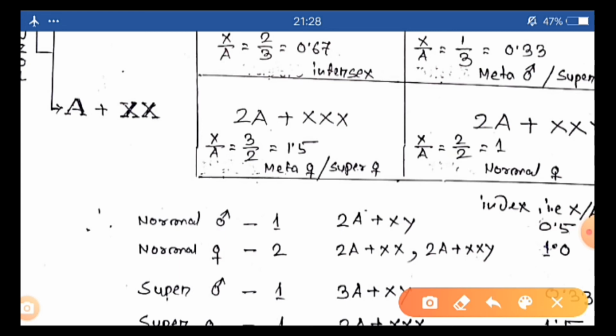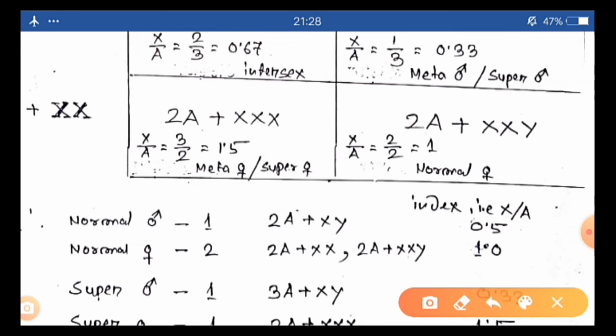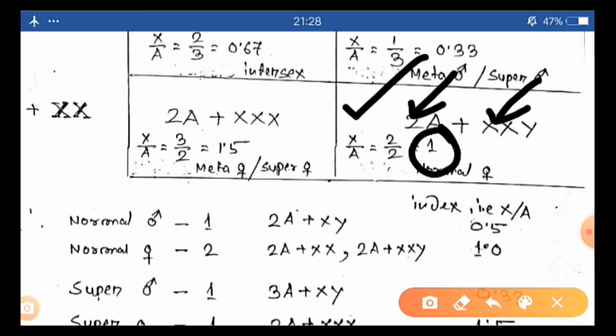And consider this one. Here the combination genotype is 2A plus XXX. So the index will be 3 divided by 2, that is 1.5. And in case of last one, let us see. In this last block it will be 2 divided by 2. Index is 1. So these indexes are very important.